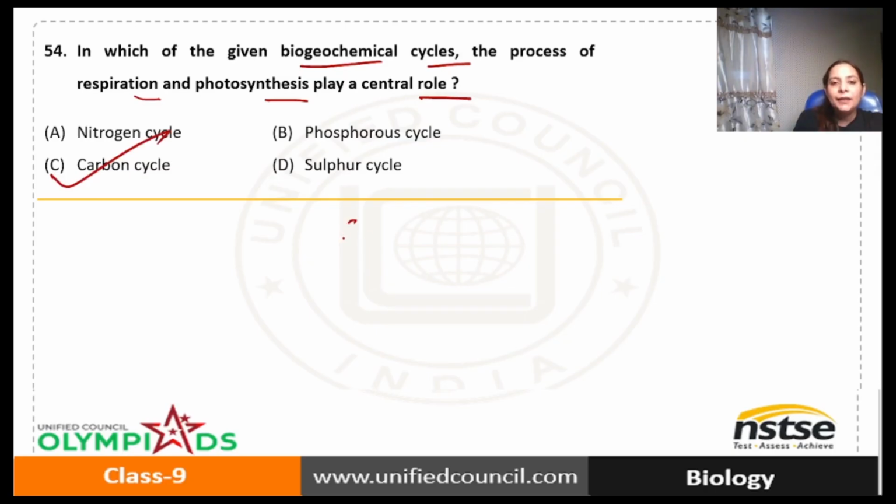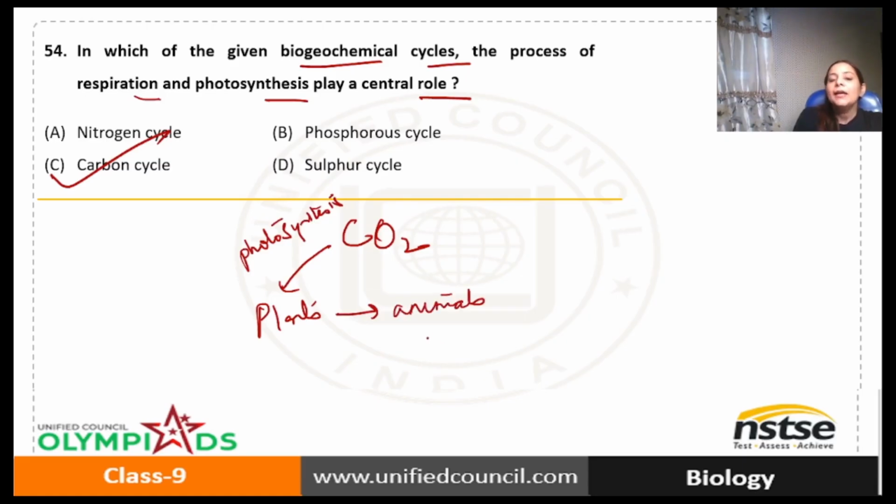Because we know that carbon is present in the atmosphere in the form of carbon dioxide. And carbon dioxide is taken by plants for photosynthesis, that is the process of making their own food. And plants are eaten by animals. Okay. And when animals respire, they give out CO2. And as a result of photosynthesis, plants give out O2. And this O2 is used up by the animals for respiration.